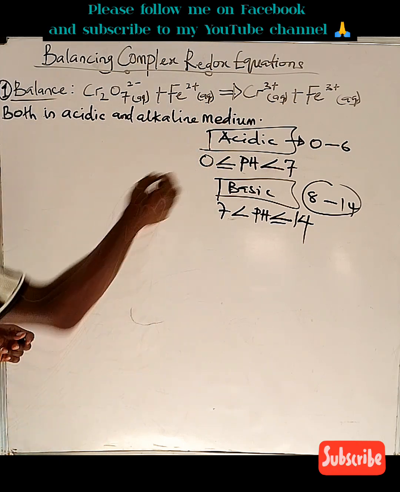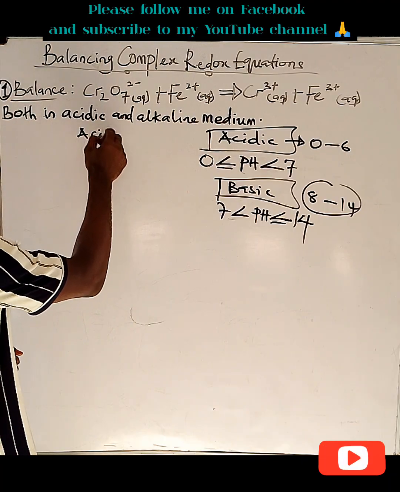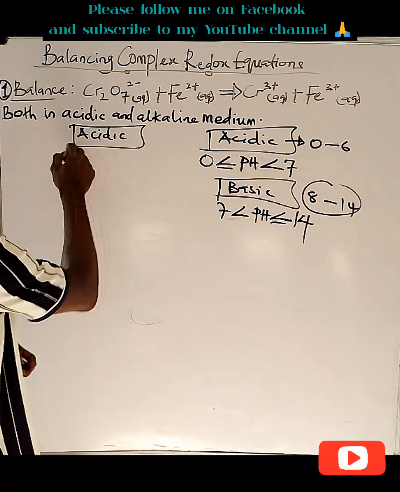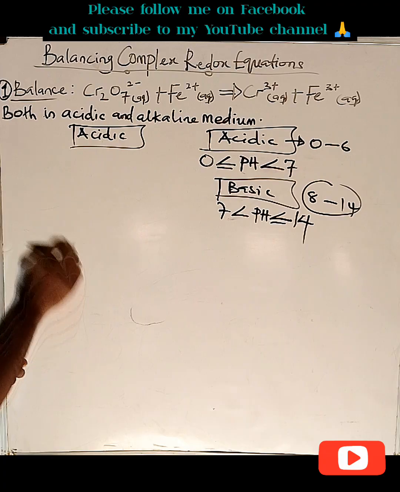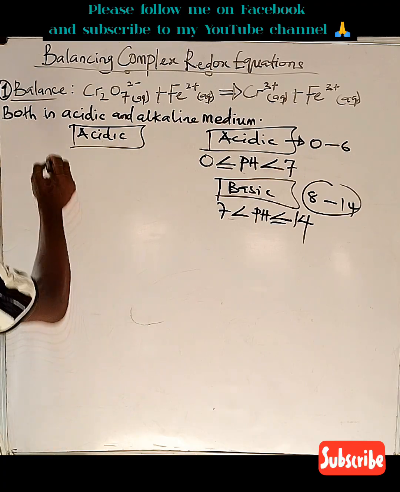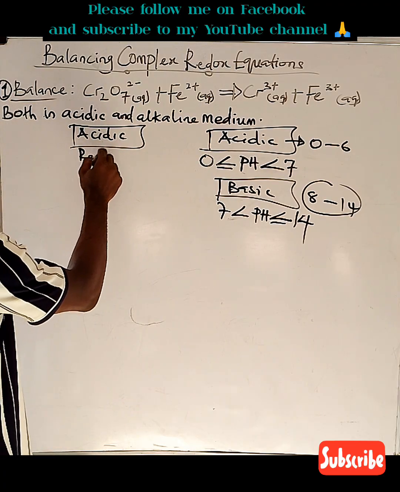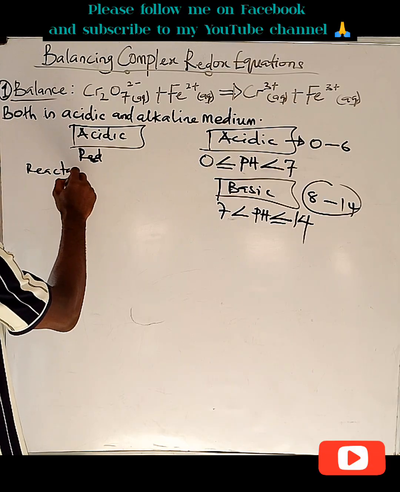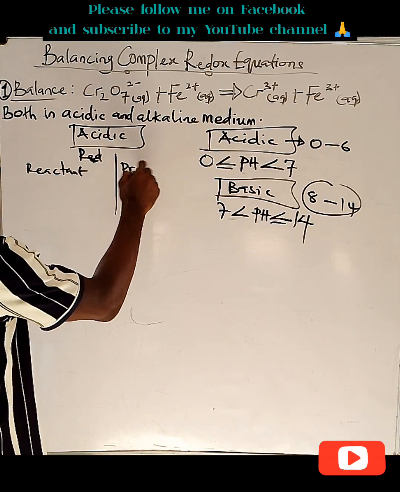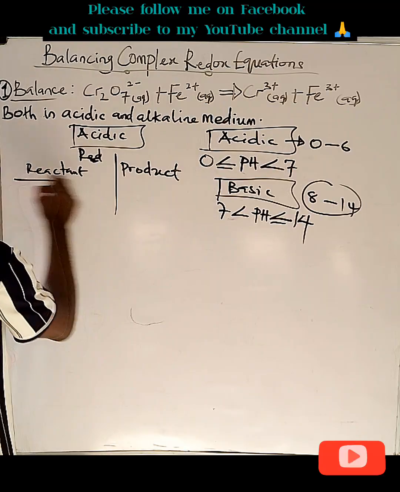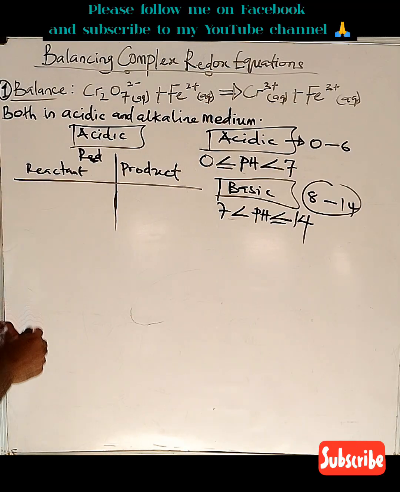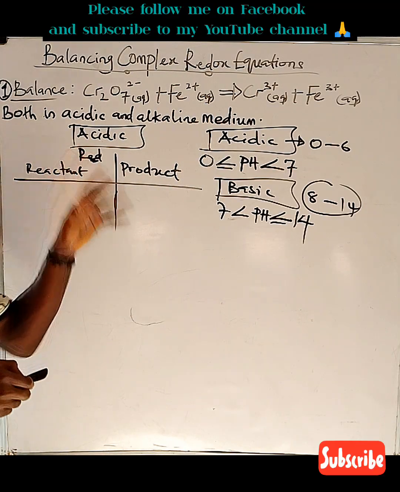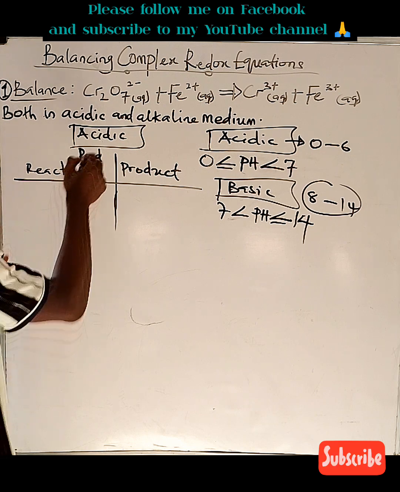Now when it comes to acidic medium, a redox equation in acidic medium, there's something I want us to focus on. On the reduction end, we're going to look at the reduction first. So this reactant on the reduction end, there's a product on the reduction end. So what do we do when it comes to an acidic medium redox equation? We're talking about reduction first.